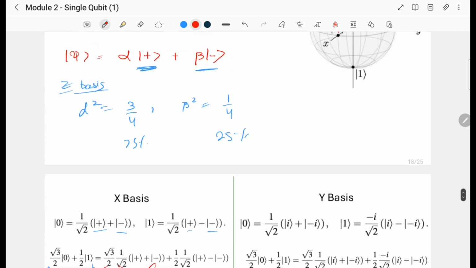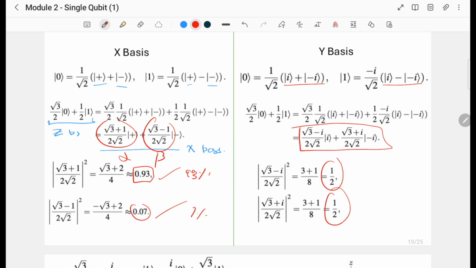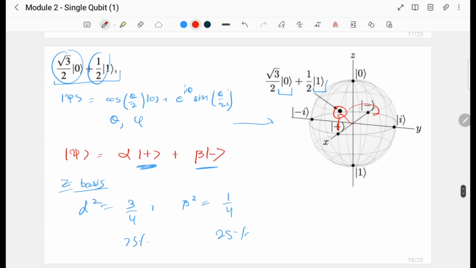And in the y basis, we repeat the same process. We represent 0 and 1 in the y basis, get the overall state in the y basis, and measure the probability: half and half, 50%. Now we know that if it is 50%, it is somewhere on this axis, which is true. It is exactly here.